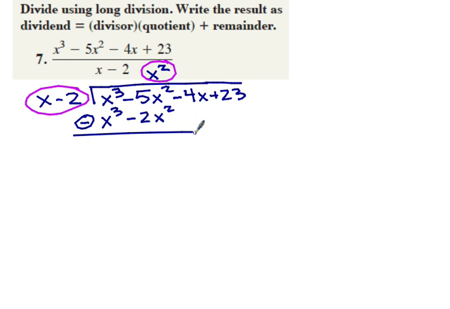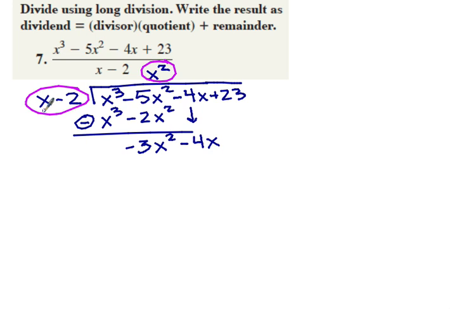So we'll end up with x cubed minus x cubed is 0. That's what we're hoping for. Negative 5 minus a negative 2 is like plus 2. So this will give us a negative 3x squared. We'll bring down that next term just like we would with long division. This would be minus 4x. And then we'll do this process again.